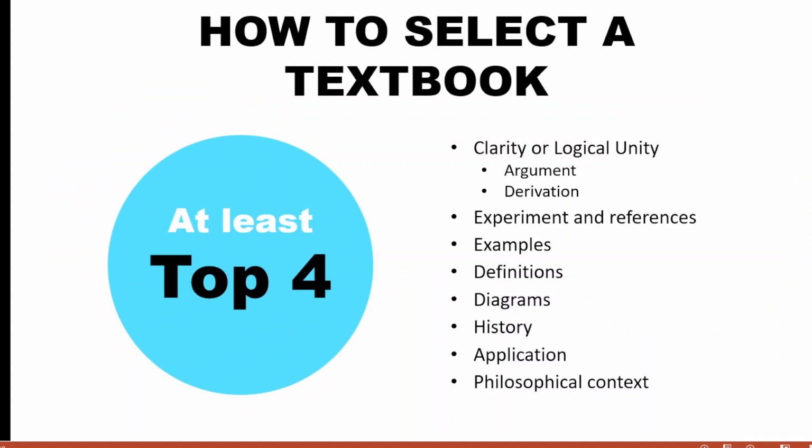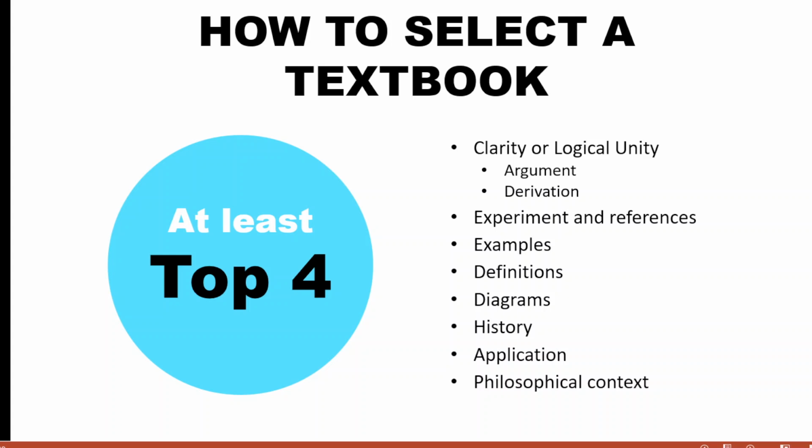So what is the criteria of selecting a good textbook? You should at least have the top four, that is clarity or logical unity. That is, the author should know what he's talking about. He should present an argument, that is premises and conclusion. He should give derivations of his formula, the observations he did, stuff like that. If those are mentioned, that's good.